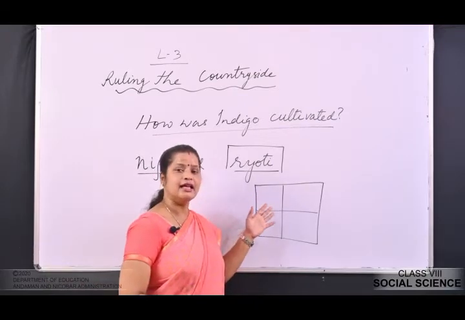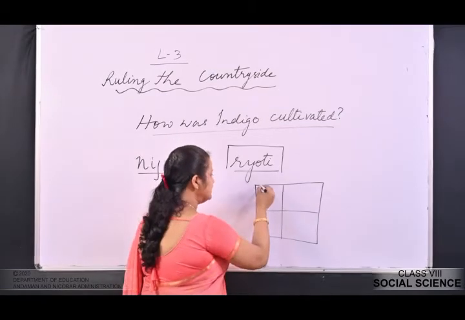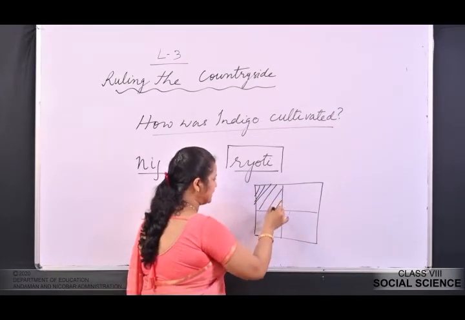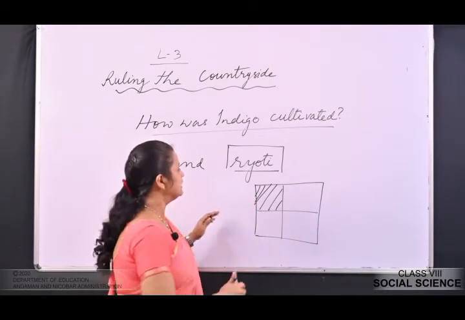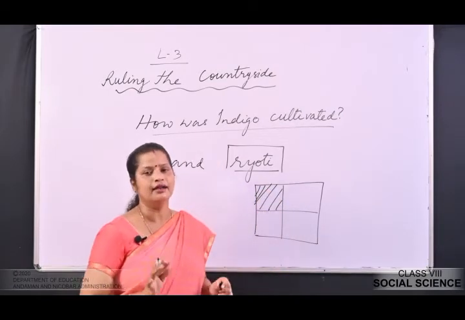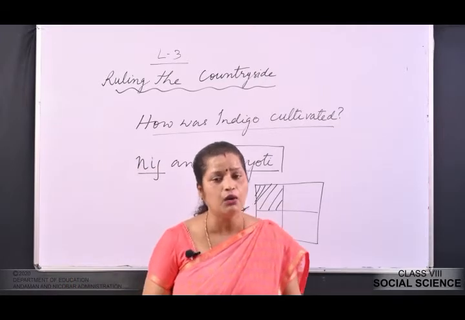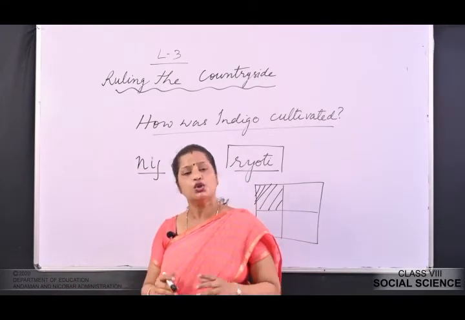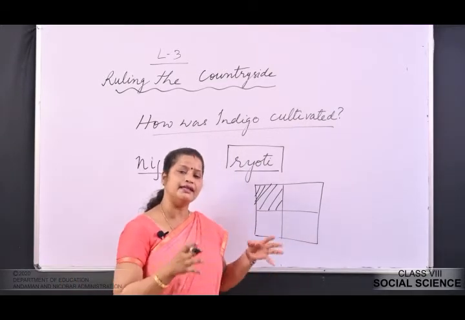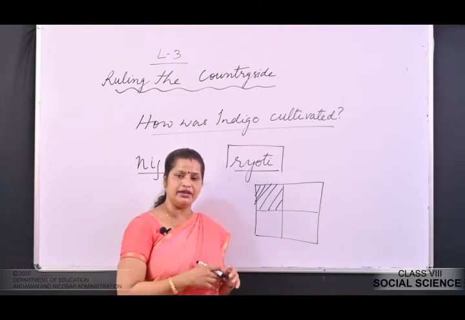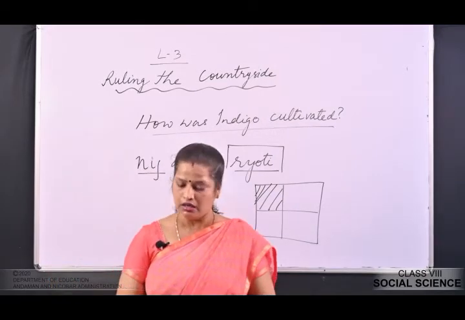In turn, while they were giving the loan at low interest, the Rayats had to cultivate indigo in at least one portion, 25% of the area of their field. The planters provided the seed and the drill, everything, while the cultivators prepared the soil, sowed the seed and looked after the crop.